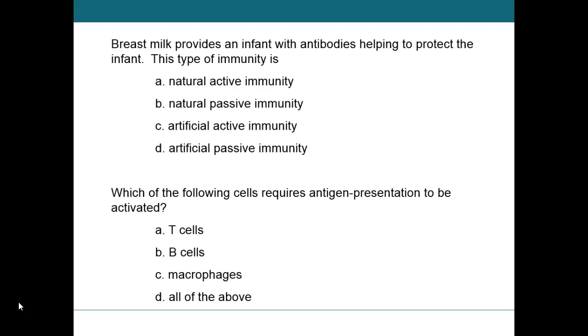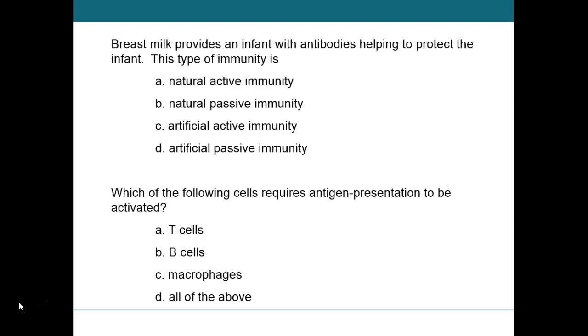So breast milk provides an infant with antibodies helping to protect the infant. What type of immunity is this? Well, the first thing you've got to do is decide if it's natural or artificial. Remember, natural is when you get something in a natural way. You get a disease, or, as we talked about with breast milk, we had natural immunity coming from mom to the baby. Artificial was that you are artificially exposed to something, right?